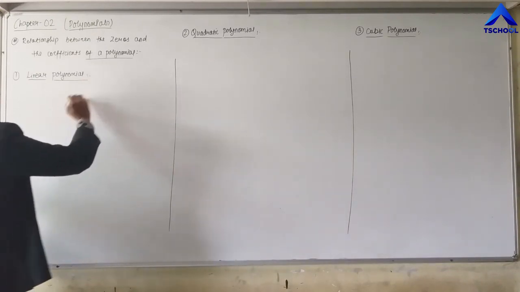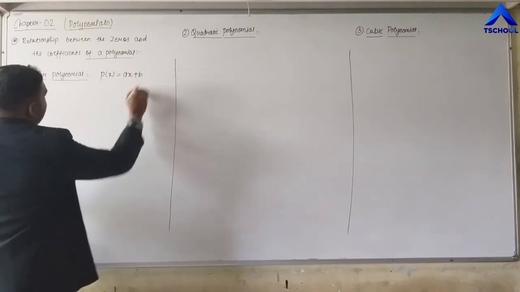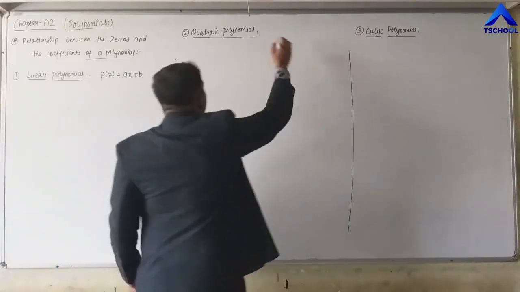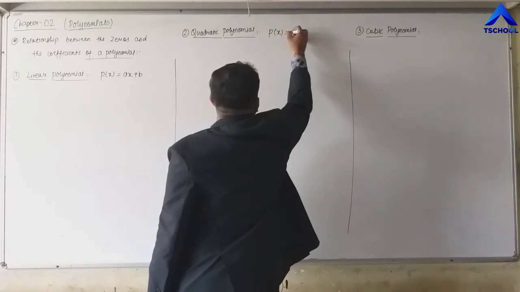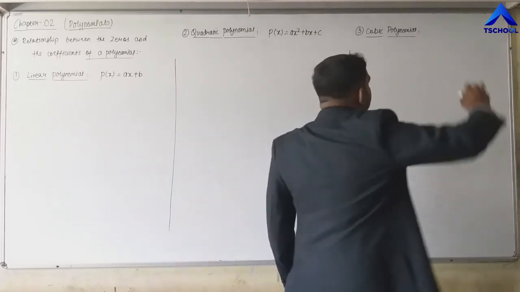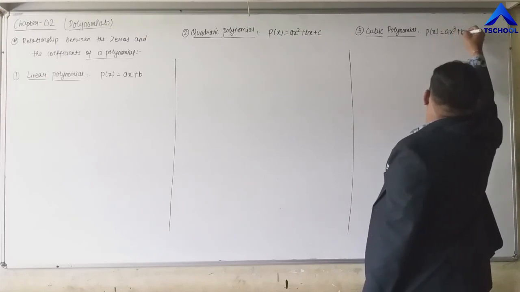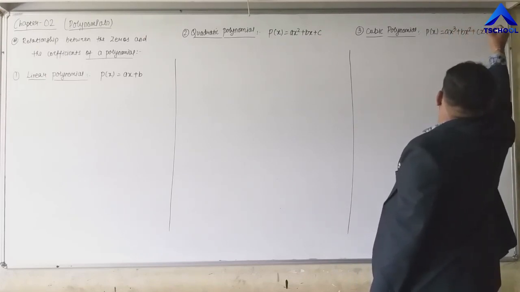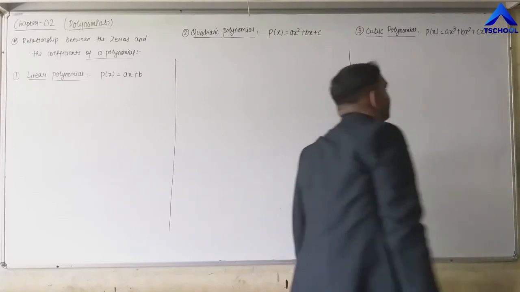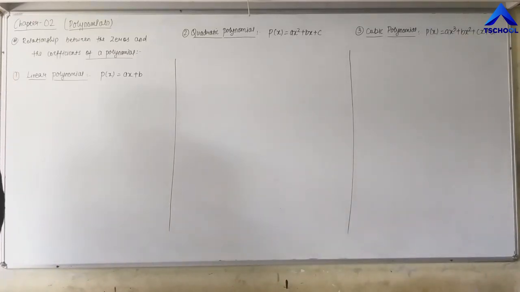The general form of a linear polynomial is p of x is equal to ax plus b. The general form of a quadratic polynomial is p of x is equal to ax square plus bx plus c. And the general form of a cubic polynomial is p of x is equal to ax cubed plus bx square plus cx plus d. Right? So these are the general forms of the given polynomials, whether it is a linear, a quadratic, or a cubic polynomial.